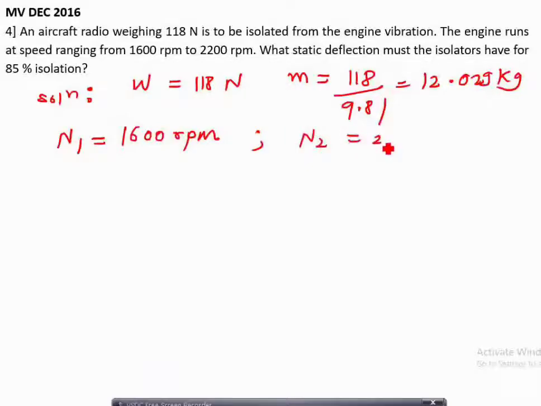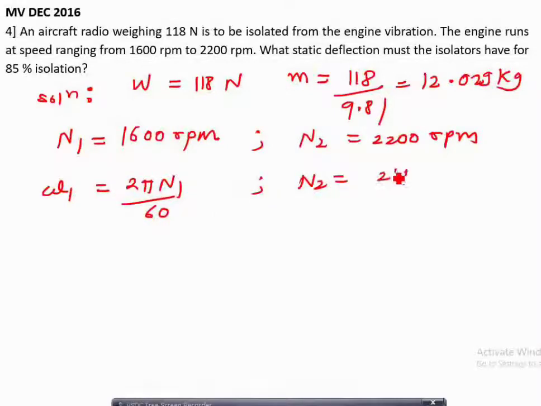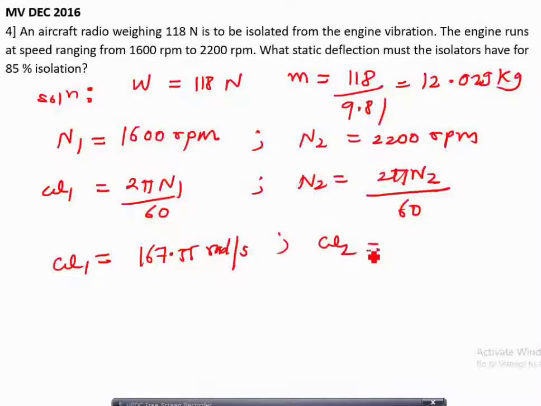N2 is given as 2200 rpm. Now from this I can easily find out omega 1, which is equal to 2 pi N1 upon 60, and omega 2 is equal to 2 pi N2 upon 60. After calculation, I am getting omega 1 as 167.55 radian per second, and omega 2 as 230.38 radian per second. Okay, this is the first step.